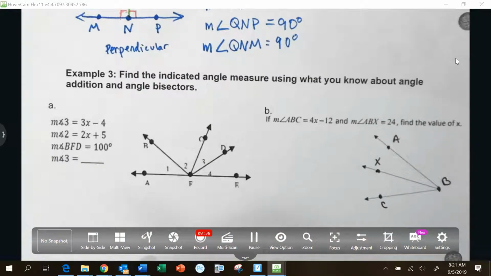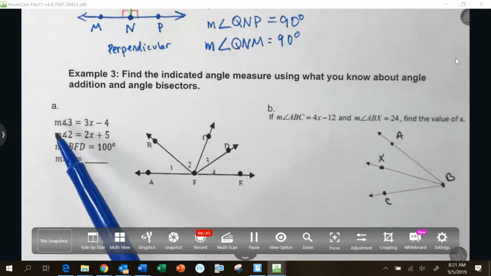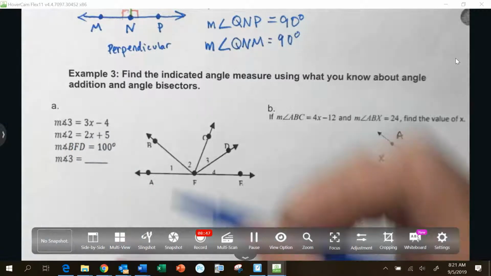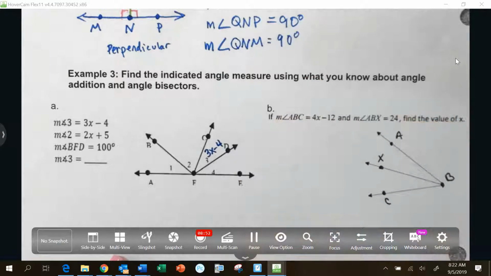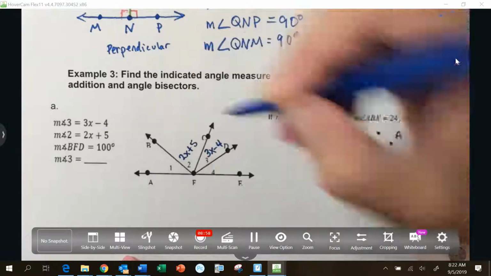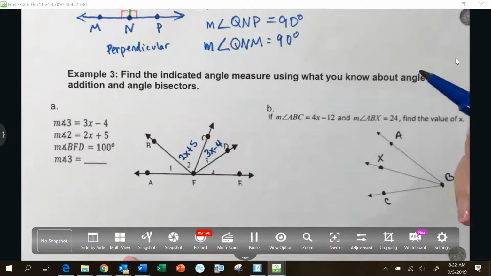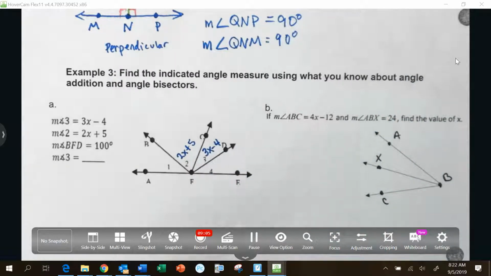Okay. All right, find the indicated angle measure using what you know about angle addition and angle bisectors. Here we've got the measure of angle 3 equals 3x minus 4. Measure of angle 2 is 2x plus 5. Measure of angle BFD is 100 degrees.